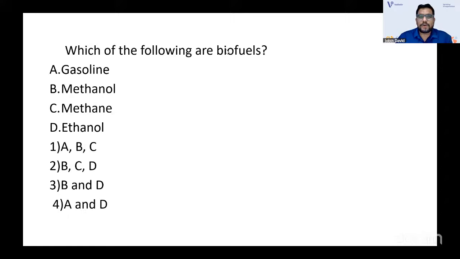Now you have: which of the following are biofuels? Is it gasoline, methanol, methane, and ethanol? Which of the following are biofuels? Gasoline, methanol, methane, and ethanol. So what are the options or answers? A, B, C; B, C, D; B and D only; A and D only. Which of the following are biofuels? Yes, the answer is here, guys. It is B and D, that is methanol and ethanol are the biofuels.